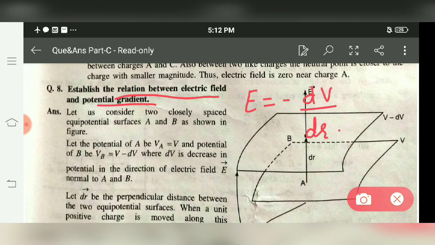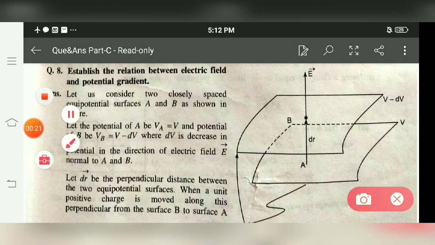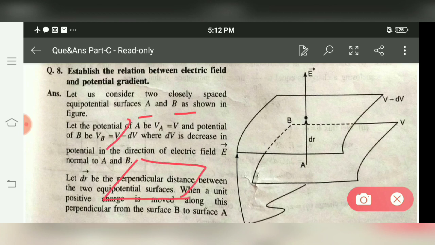So what can we do? Let us consider two closely spaced equipotential surfaces A and B. This is surface A, the lower surface. This upper surface is B, where A is at potential V and B is at potential V minus dV. Means this is at high potential, this is at low potential.